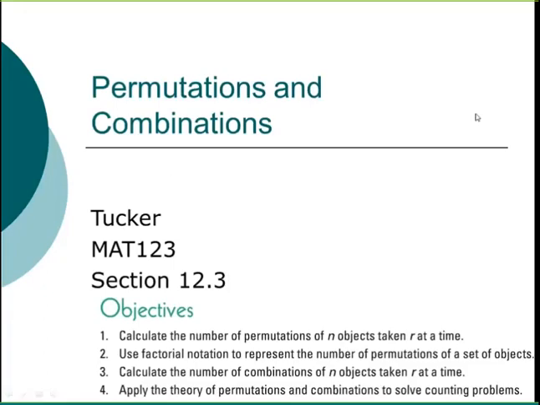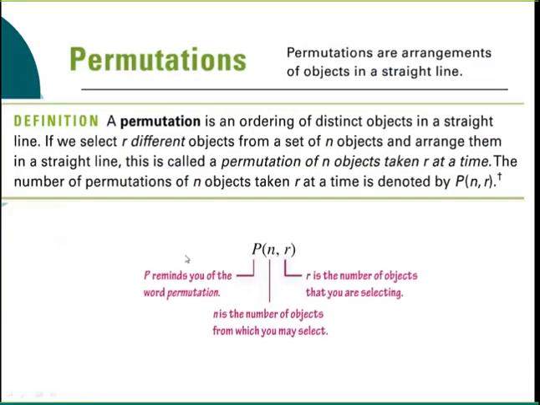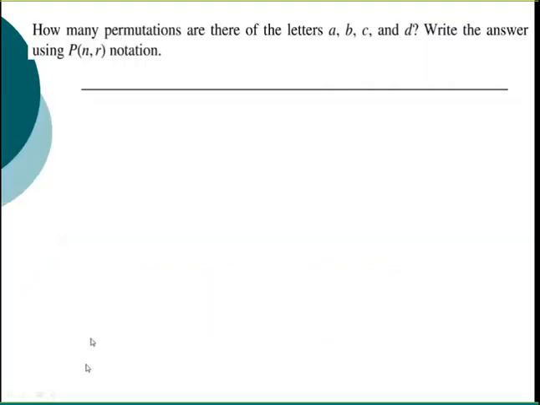All right, class, in this section we're going to take a look at permutations and combinations, which is section 12.3 in your textbook. First of all, a permutation is the number of arrangements that we can have of objects in a straight line. It also will be looking like a factorial in a moment. So it's just the number of ways that we can rearrange a set. So we're going to use this definition of P and R.